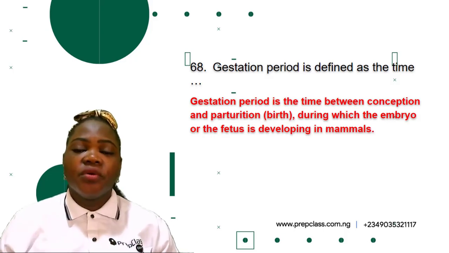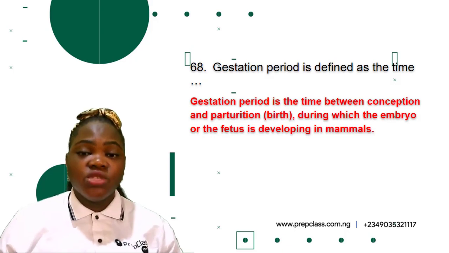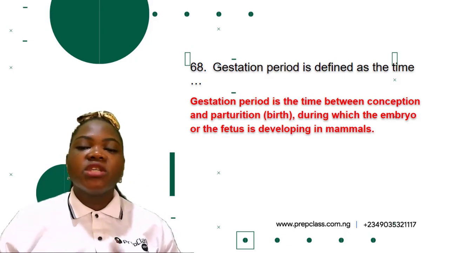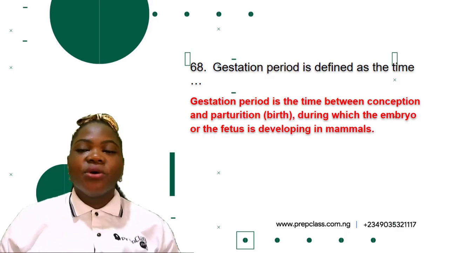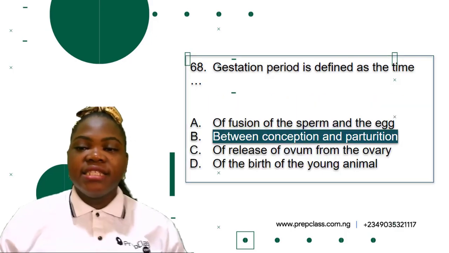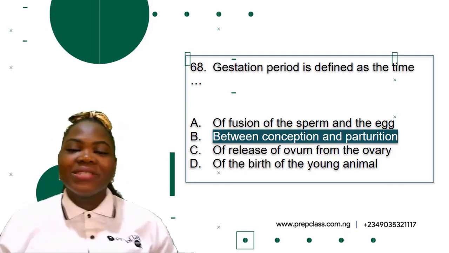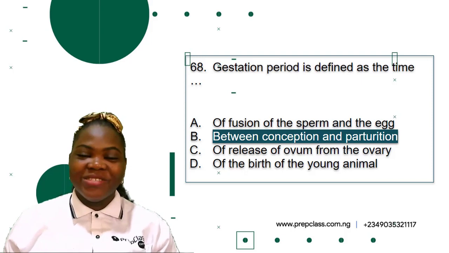Gestation period is the time between conception and parturition, that is birth, during which the embryo or the fetus is developing in mammals. So gestation period is also known as the pregnancy period. Gestation period is defined as the time between conception and parturition. So the correct option here is option B, between conception and parturition.